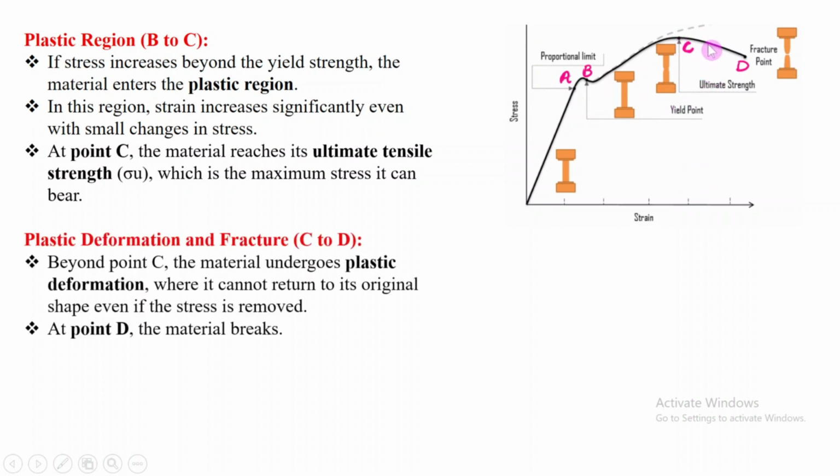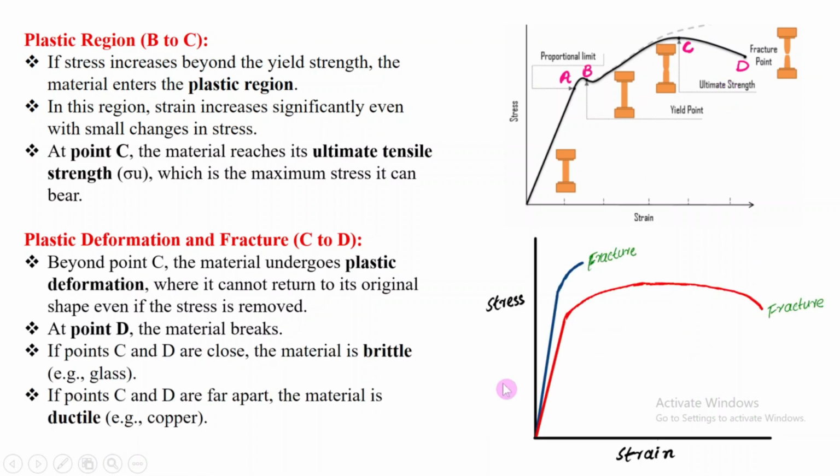Now beyond this point C, the material undergoes plastic deformation where it cannot return to its original shape even if the stress is removed. If we remove the stress between point C and point D, the material will not come back to its original position. There will be permanent changes in this material, and at point D, the material will break.